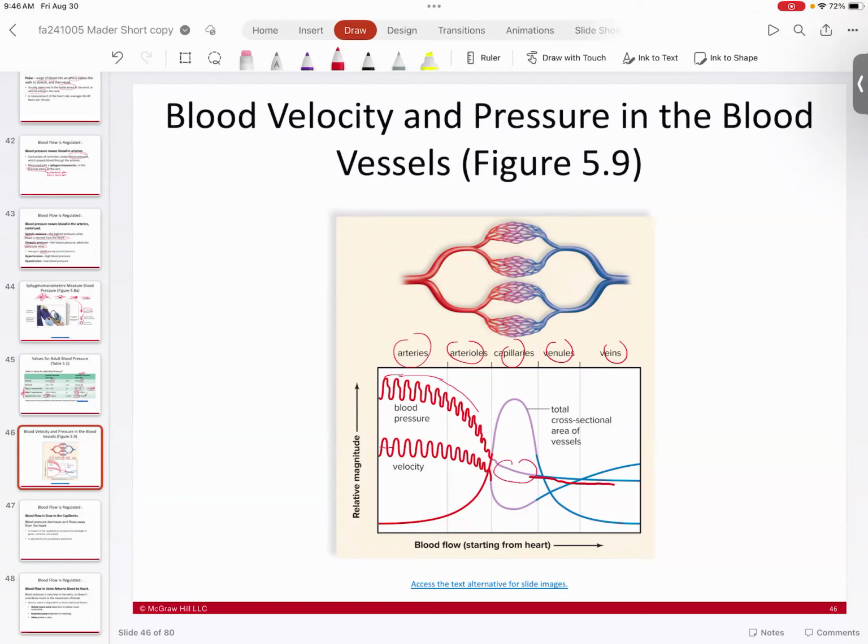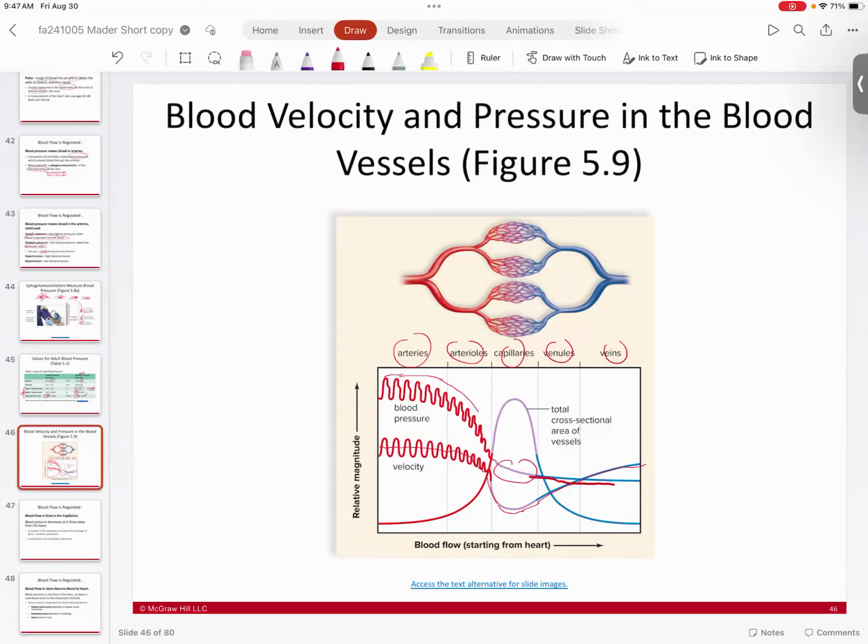The blood velocity will do a similar sort of thing. So it'll be higher in the arteries, and then it'll reduce in the arterioles. It'll get the slowest in the capillaries, and then it'll pick up. It'll speed up again in the veins, and it'll increase so that you can deliver that venous blood back to the heart. The cross-sectional area, what does that mean?